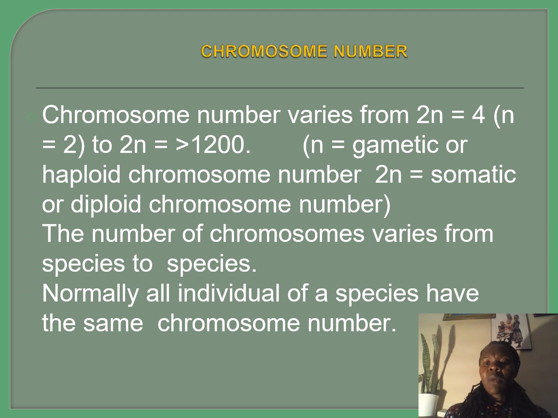So we are still talking about the somatic and the gametic. In somatic state, you talk about the diploid number, the 2N, and then the gametic, we are talking much about the haploid, or the half 2N. So the number of chromosomes will always vary from species to species, and normally all individuals of all species have the same chromosome number.